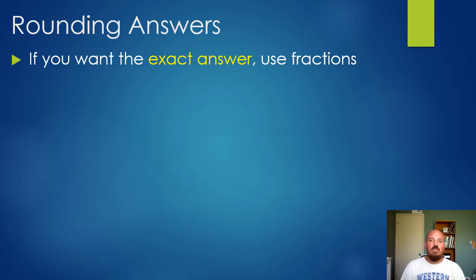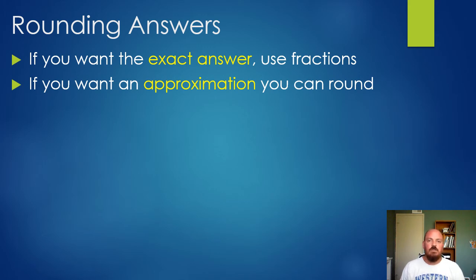So if you want the exact answer to a question, use fractions. The exact answer to that question was 57 1/3 mile. Even if you write a whole bunch of 3's, you can write 57 point and then write the number 3 100 times. It's still not exact. It's still rounded off because that's a repeating 3 forever.